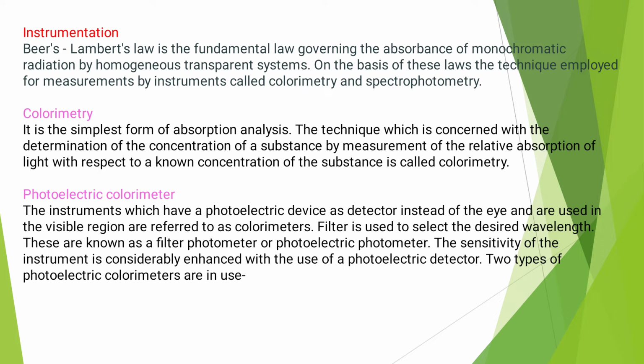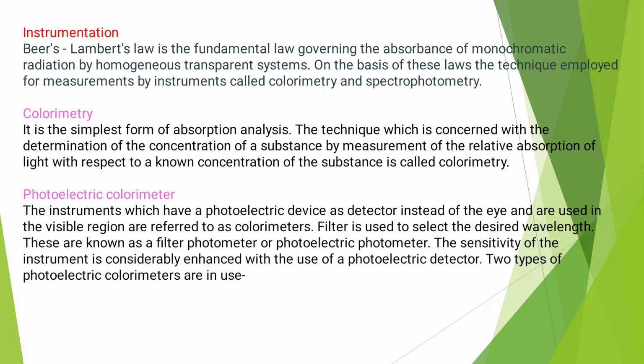Colorimetry is the simplest form of absorption analysis, the technique concerned with the determination of the concentration of a substance by measurement of the relative absorption of light with respect to a known concentration of the substance. In colorimetry, we measure the absorbance, which is a function of the concentration, but a known concentration is required. But what is the photoelectric colorimeter?